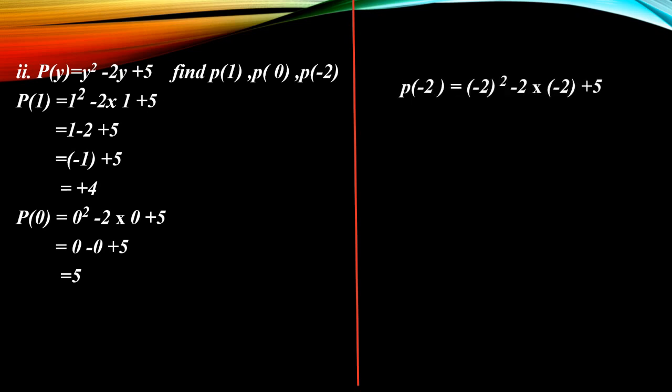Now we will find for the same polynomial P(-2). So substituting y is equal to minus 2, P(-2) is equal to (-2) raised to power 2 minus 2 into (-2) plus 5. So we get plus 4 plus 4 plus 5. So P(-2) is equal to 13.